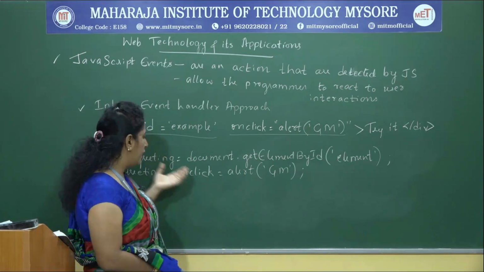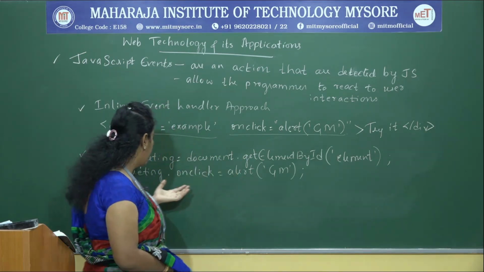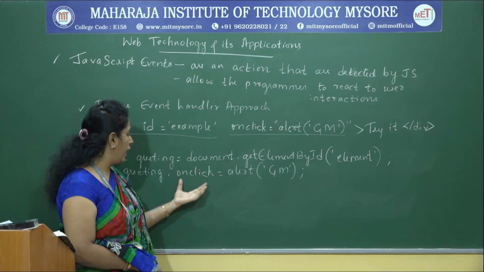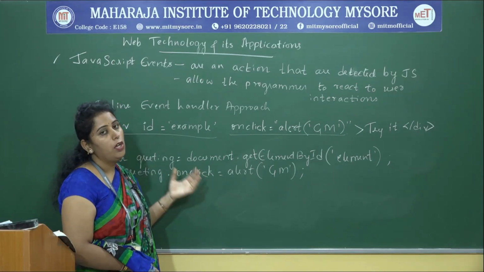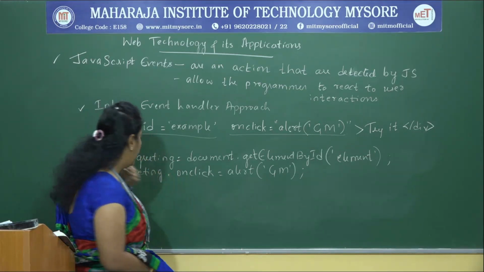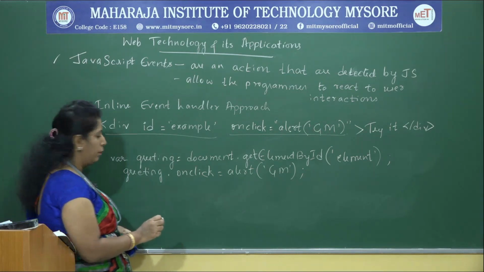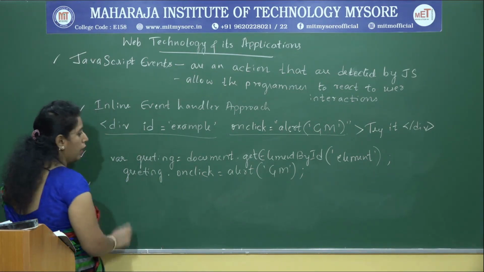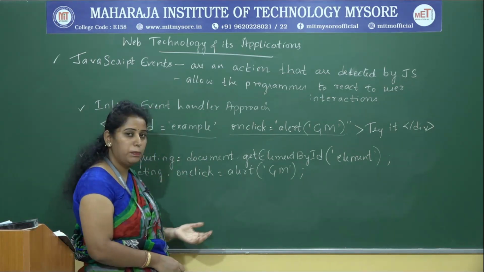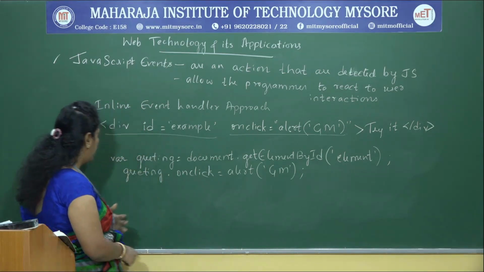In this first approach there is one limitation, that only one handler can respond to an element. So this is one limitation. We will move on to a second approach. The second approach has many advantages and also has multiple handlers to handle different objects. So what is that?